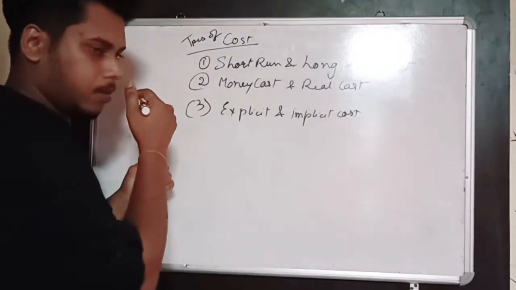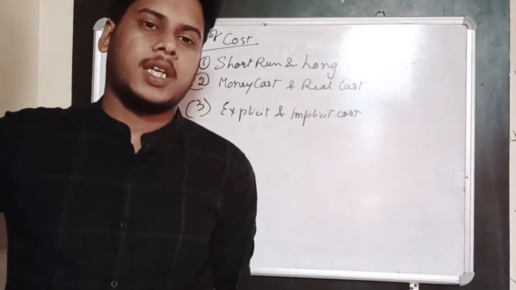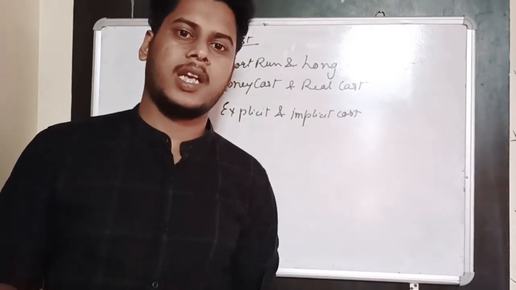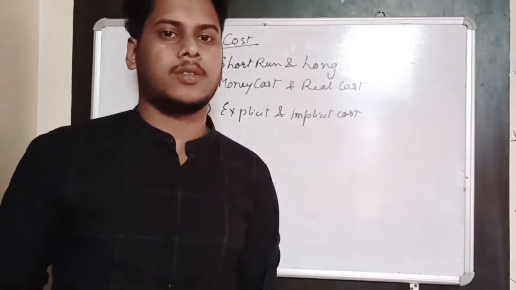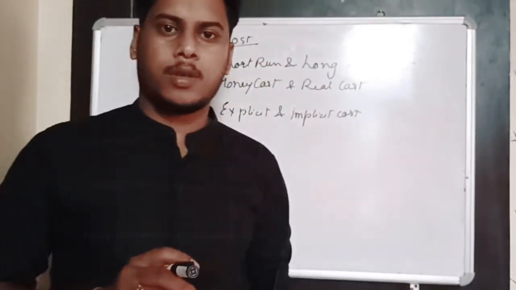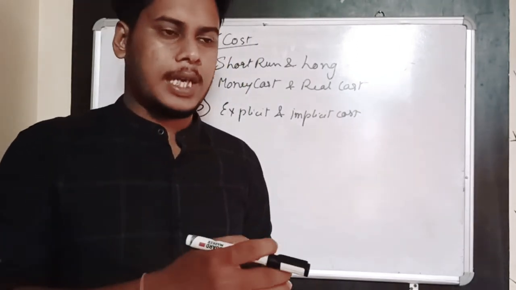So the third type of cost is explicit and implicit cost. Now what is explicit cost? It is the expenditure incurred by the producer on hiring the factors that he does not own. Say there are 4 factors of production. Among these 4, I own a land and I am a producer. So land is owned by me.